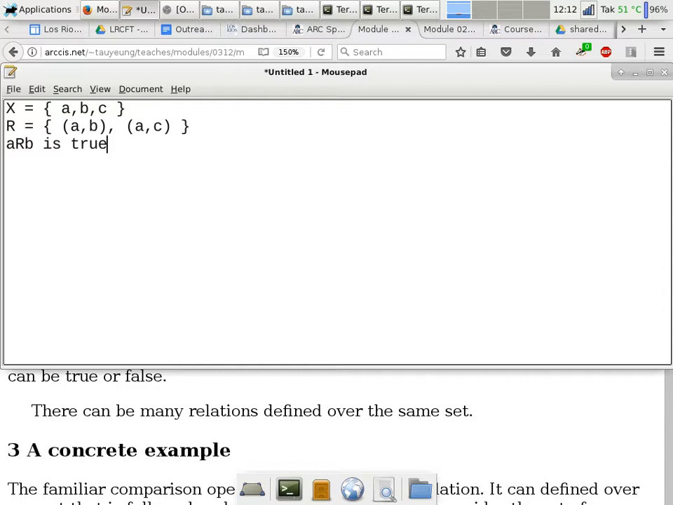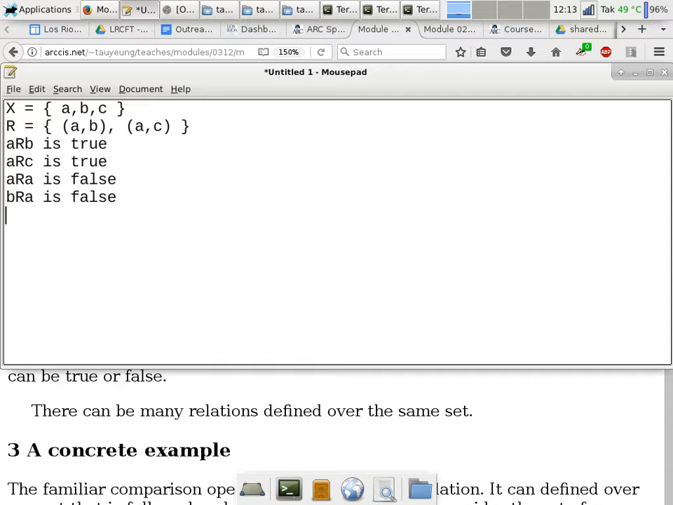We can use the infix notation, A R B, which means A relates to B through R, and that is true. We can also say A R C is true because AC is an element, as a two-tuple, inside R. But when we say A R A, it is false. A does not relate to itself. And B R A would also be false, because BA as a two-tuple is not in R in this case.